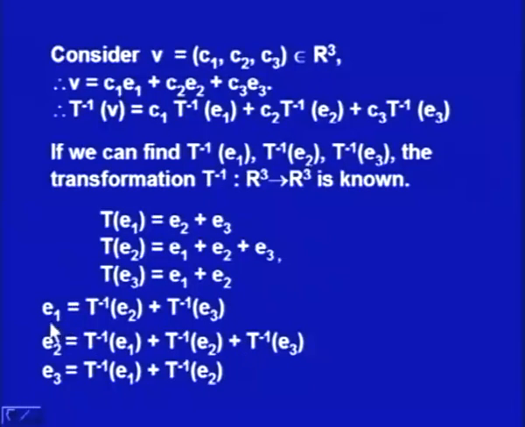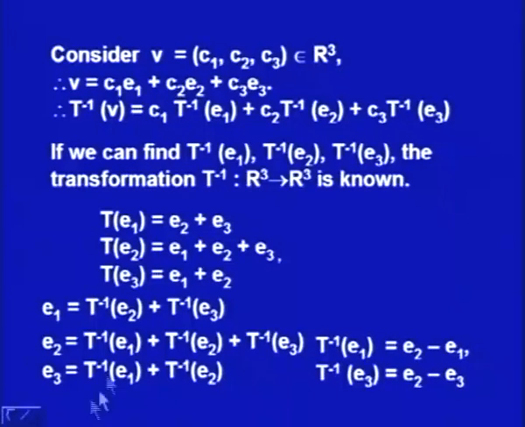So, from this we can write down E1 is equal to T inverse E2 plus T inverse E3. So, I have applied T inverse here, and using the property that T inverse is a linear transformation, I can write down E1 is equal to T inverse E2 plus T inverse E3. From this second expression, I am writing E2 is equal to T inverse E1 plus T inverse E2 plus T inverse E3, and from the third, E3 is equal to T inverse E1 plus T inverse E2. So now we can solve these three equations.